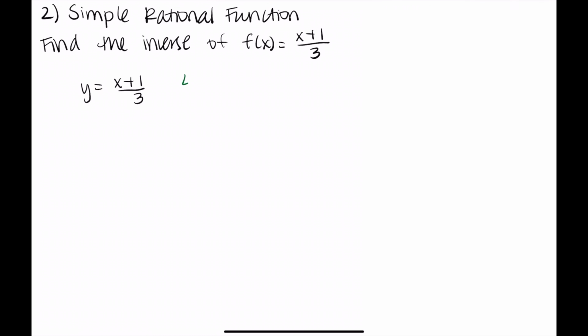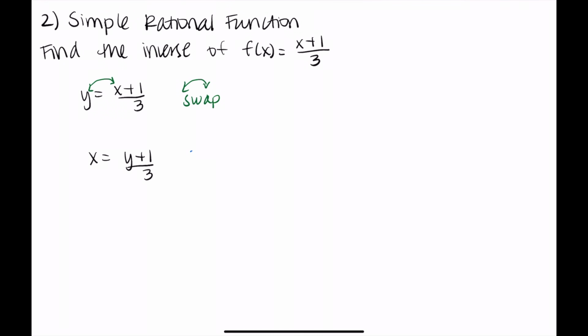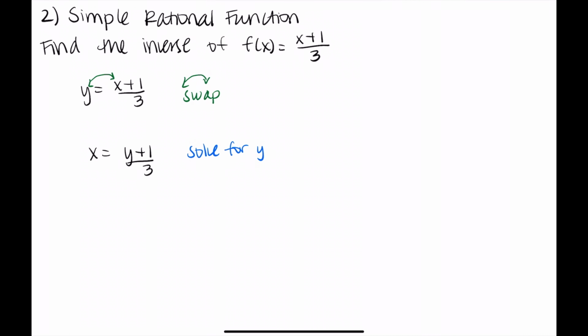And then our second step is going to be to swap the x and y. So we will rewrite this when we swap as x equals y plus 1 over 3. Next, we're going to solve for y. So when we solve for y, we are going to multiply by 3 on both sides. That gives us 3x equals y plus 1. And then we'll subtract 1 on both sides. So that'll give us y equals 3x minus 1.